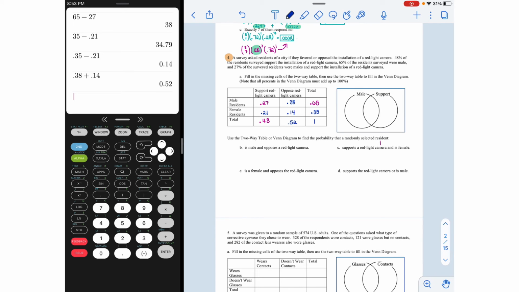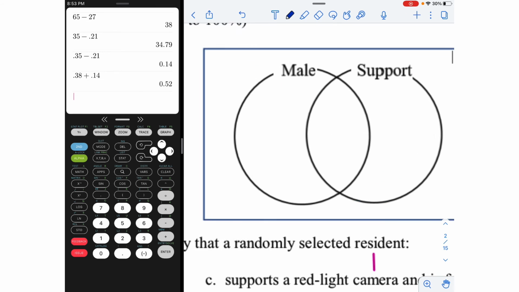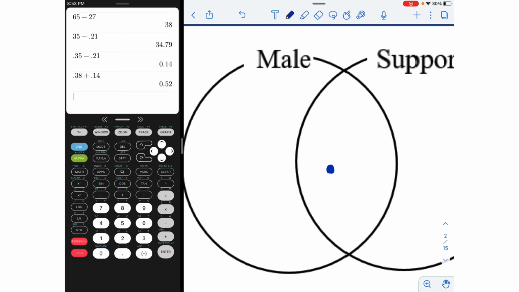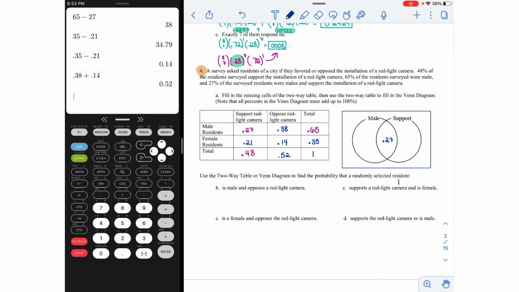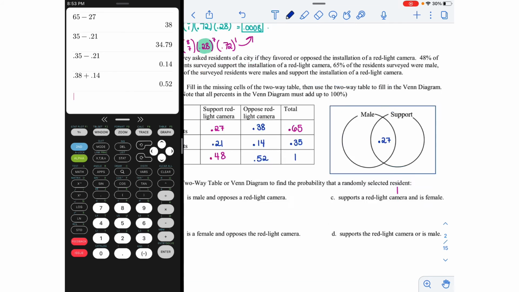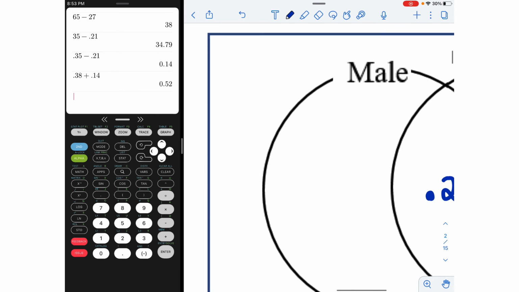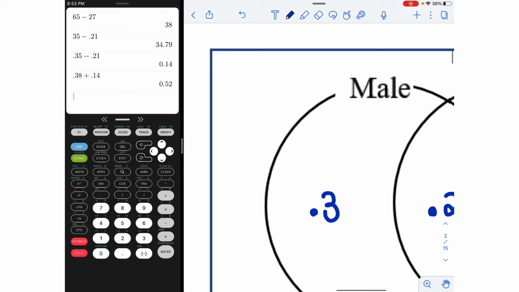So it looks like the Venn diagram is talking about people who support and then people who are male that support. So people who are male and they support, that's 27%. That's the overlap. The males that do not support are going to be out here.